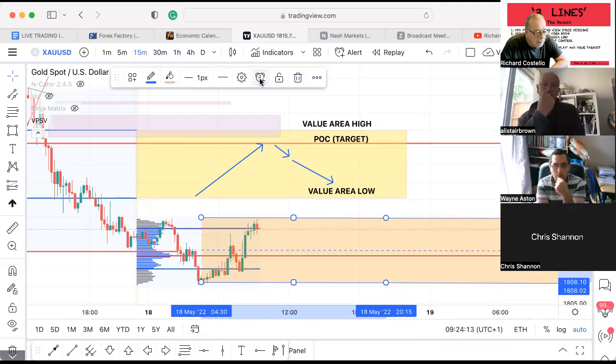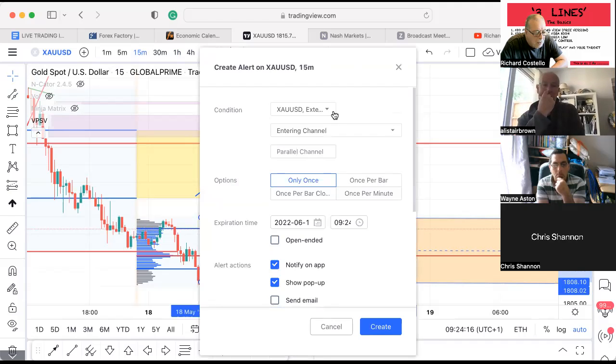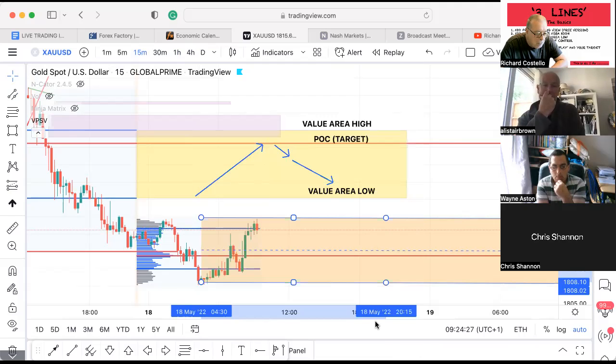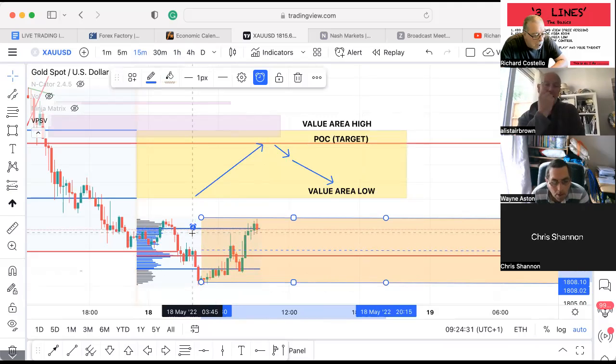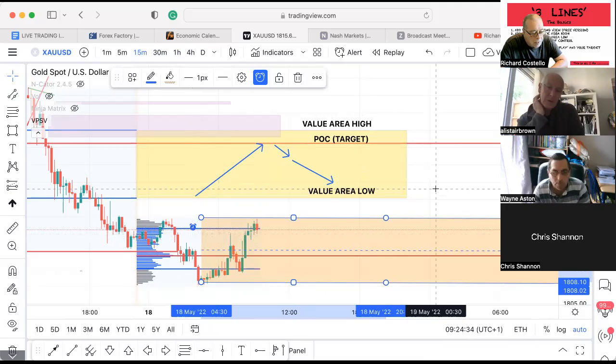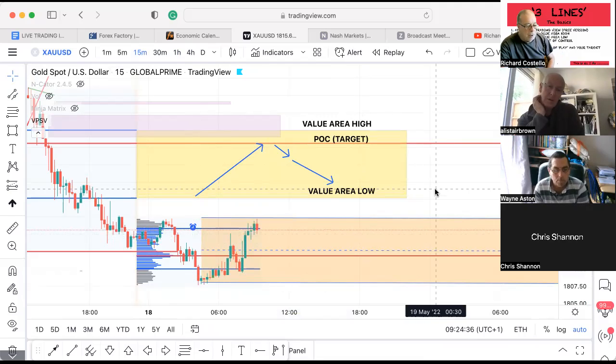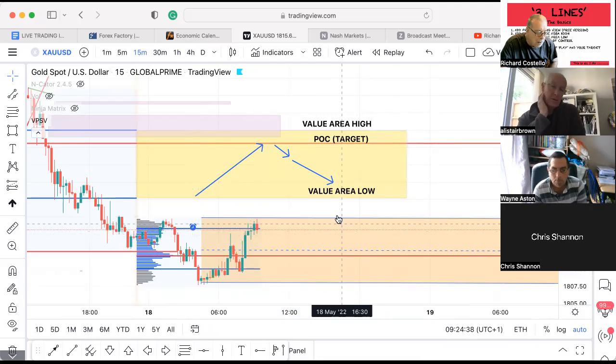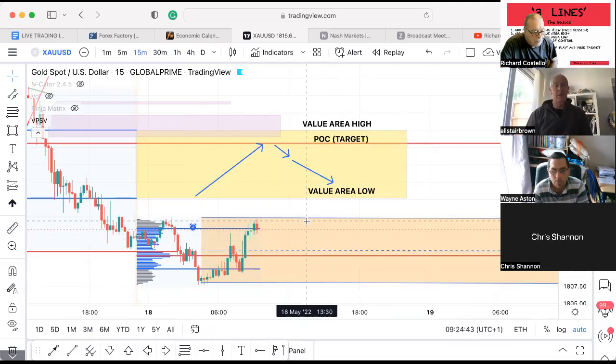So I click the alert icon and I ask it to give me an alert when it exits that parallel channel, and I'll get once per bar, and I click on that. You'll see the icon appear here in a second. There we are, there's the alarm icon. And that means now I can leave the chart, and I'll be alerted when price moves out of this orange consolidation panel. And then I'll come back and analyze it, reanalyze it.